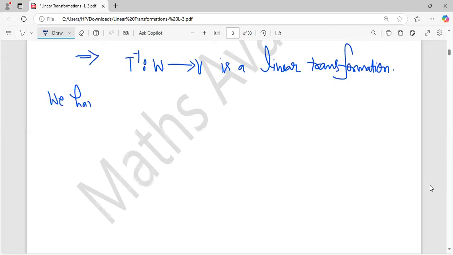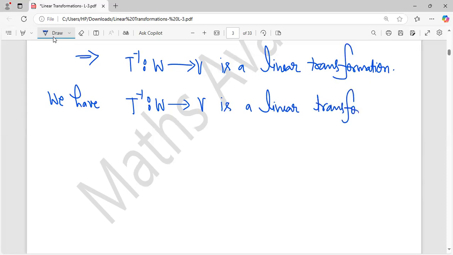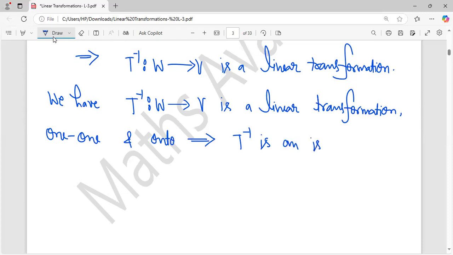We have T inverse from W to V is a linear transformation, one-one and onto. So this implies T inverse is an isomorphism. Okay.